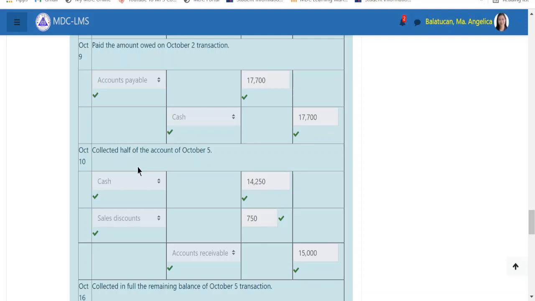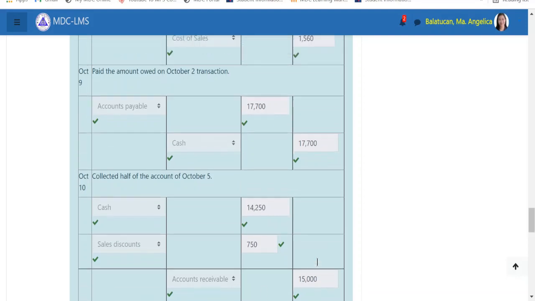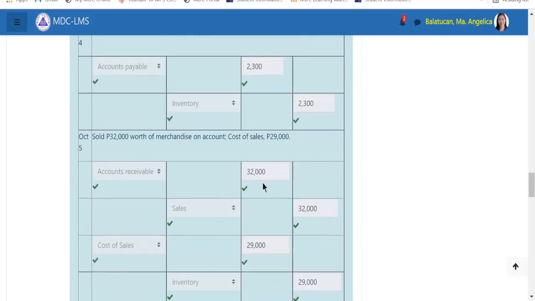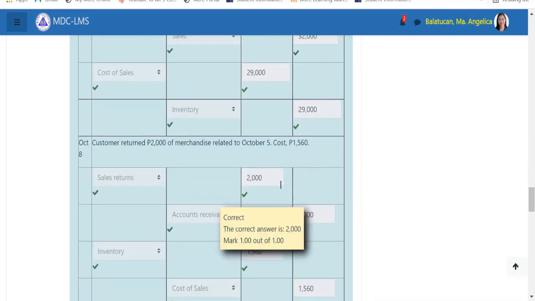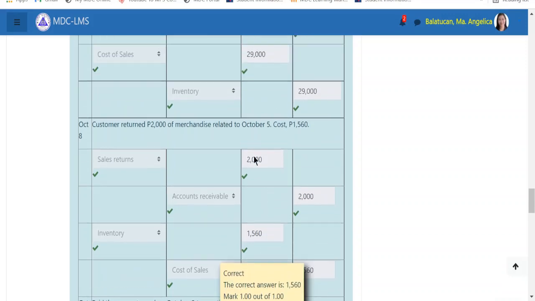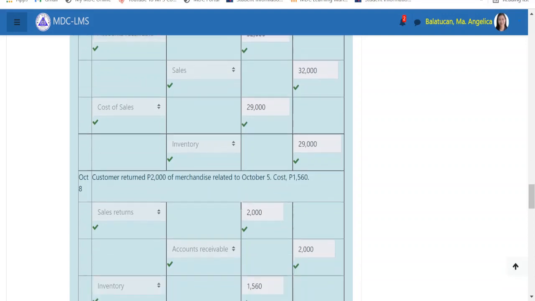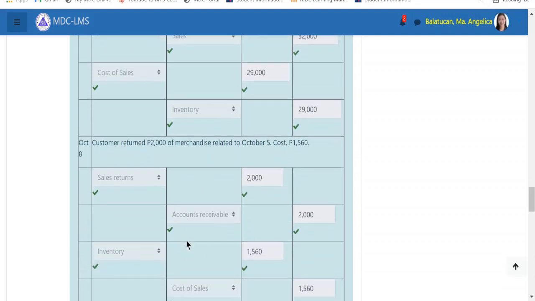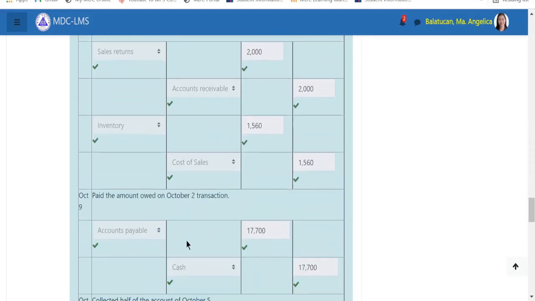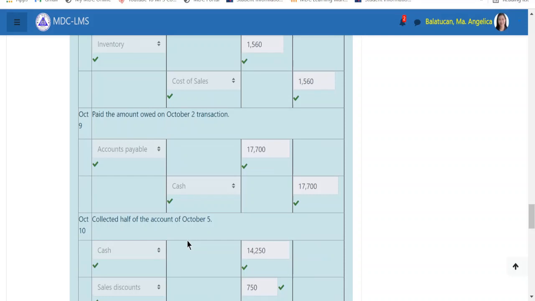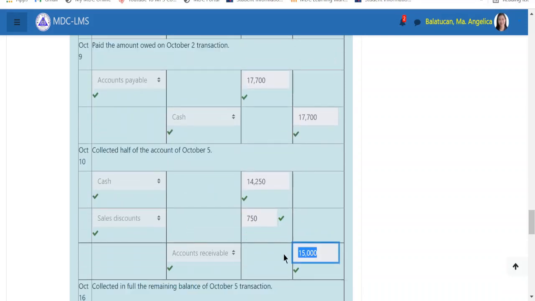Okay? Next, we have October 10, collected half of the October 5 transaction. Okay? So again, we have debit cash, debit sales discounts, and credit accounts receivable. The same explanation, that is 15,000 because the original amount is 32,000, and then we reduce it by the returns of 2,000, not the 1,560, because we're going to trace the accounts receivable here. Accounts receivable 32,000, credit accounts receivable 2,000, so that's a reduction. That would be 30,000 left. And then, okay, so that is half, so that's 15,000.